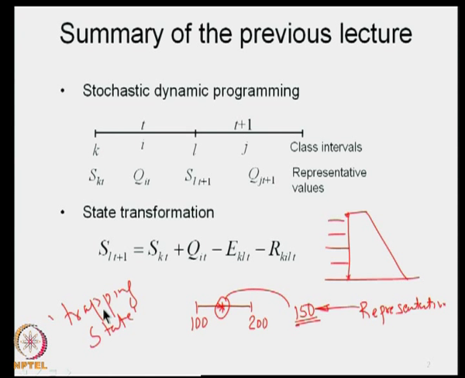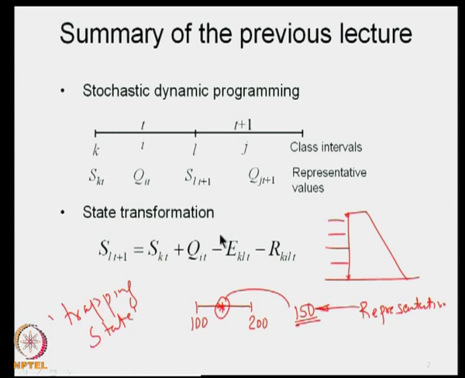What we mean by the trapping state is, let us say that you have a certain scheme of discretization for the inflow, and a certain scheme for the storage. Let us say storage you have discretized into 15 class intervals, which means k is equal to 1 to 15, and inflow you may have discretized into 5 or 6 class intervals, I is equal to 1 to 6 or something.